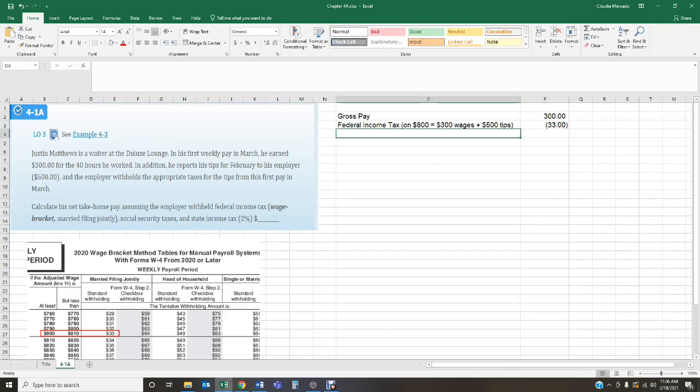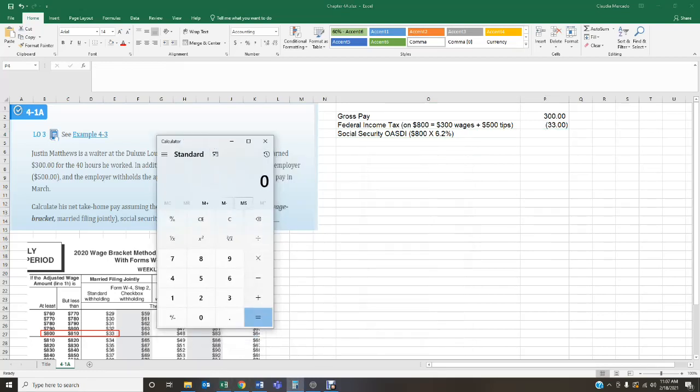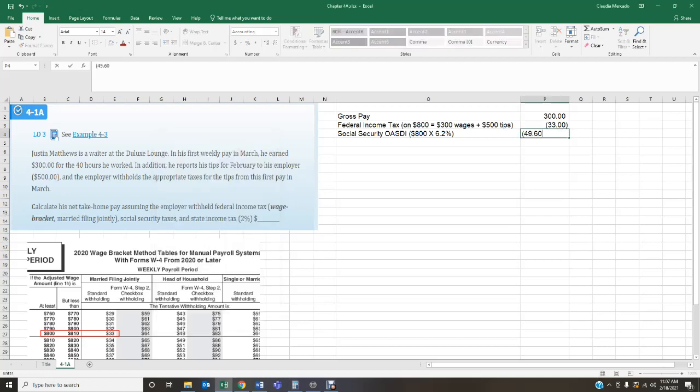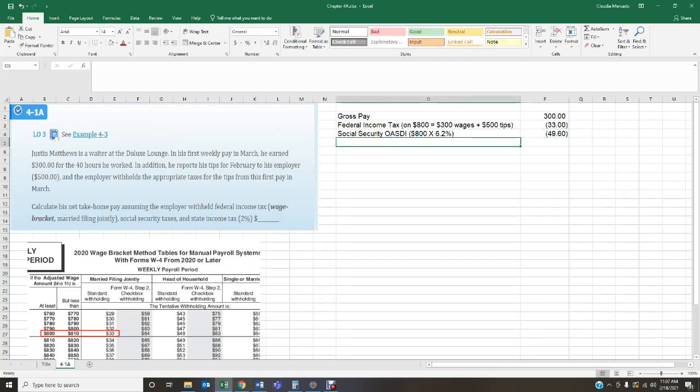Okay. The next thing we have to deduct, it says here Social Security taxes. And the first one we have is OASDI. So for OASDI, we know that we're going to pay taxes on $800. That's the tips plus the wages. And my OASDI rate from prior chapters, we know it's 6.2%. So you should know by now that OASDI tax is 6.2%. I'm going to multiply 800 times 6.2%. That gives me $49.60. And once again, I'm going to enter it in parentheses because this is a deduction from your wages.